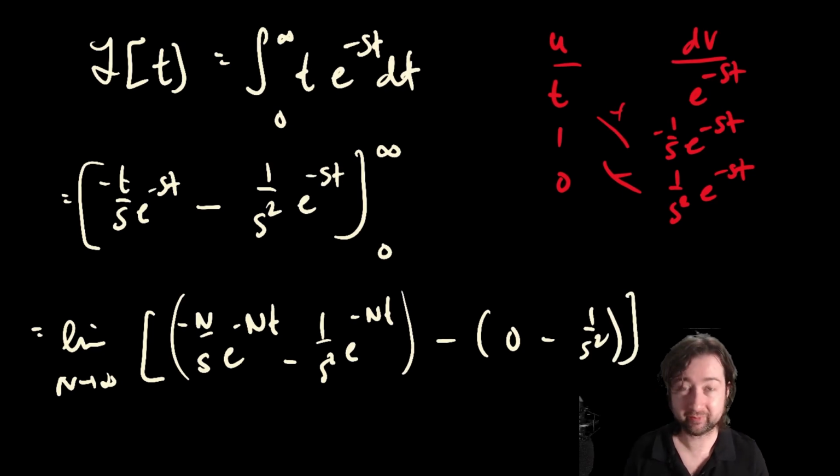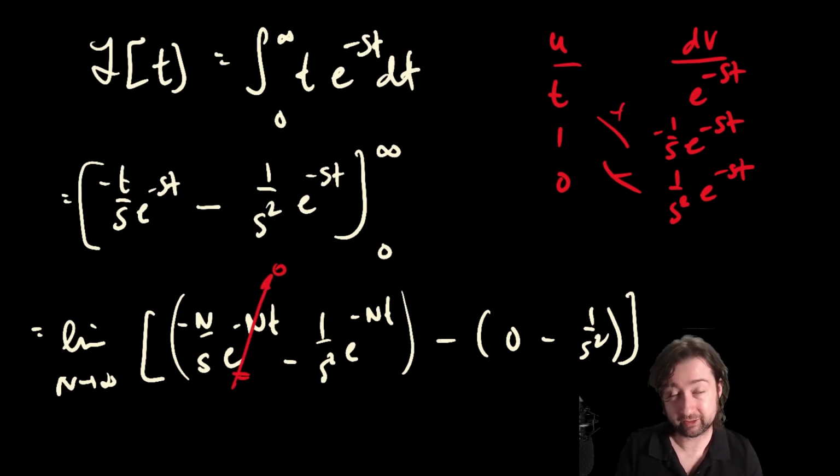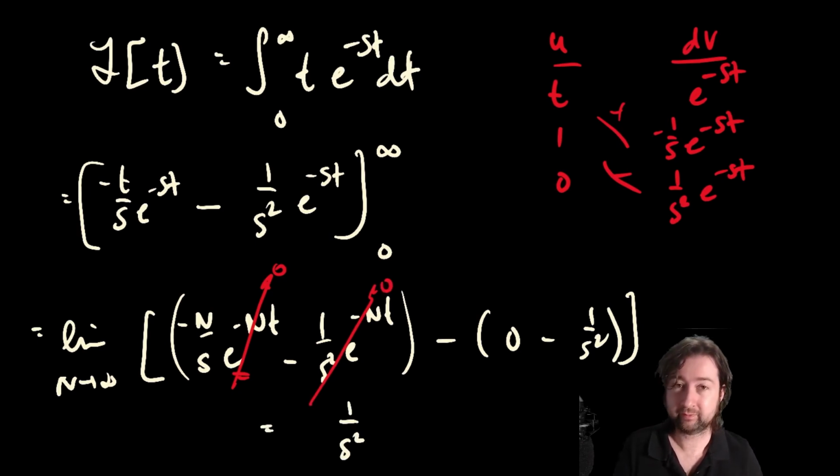And it should not shock you that when n goes to infinity, that term goes to 0, and n does not grow fast enough to counter it. So n times an exponential that's collapsing to nothing, the n is going to lose badly. And here, that goes to 0. All of this just turns into 1 over s squared. So the Laplace transform of t is 1 over s squared. There's actually a pattern here.